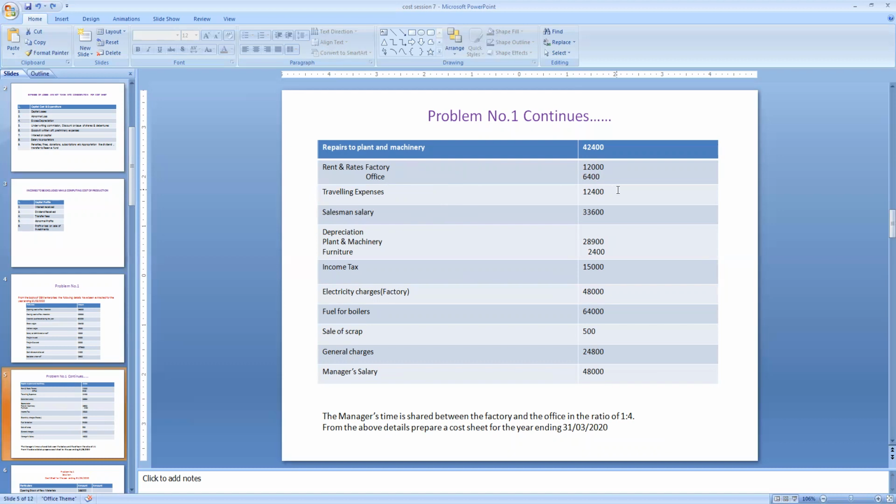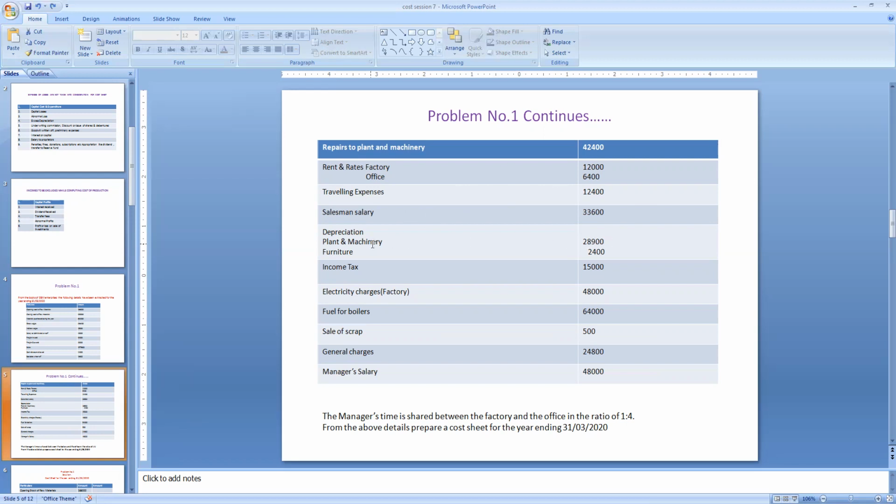Traveling expenses, 12,400, as it belongs to the selling purpose. To sell the products they have sold, any traveling expenses incurred have to be shown in the selling and distribution overhead. Then we have paid salary to the salesman to sell the goods to the consumer. The salary being paid is 32,600. That has to be shown in the selling and distribution overhead. Next is depreciation. One is plant and machinery, 28,900.